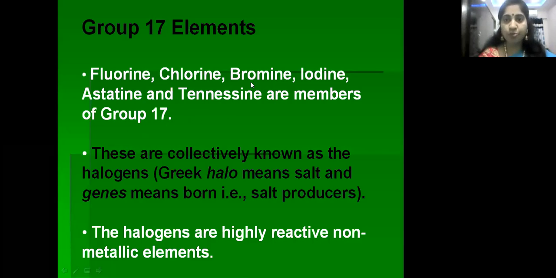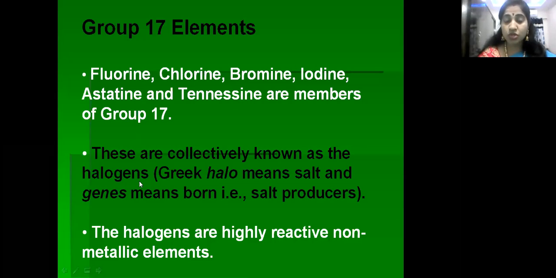Fluorine, chlorine, bromine, iodine, these are familiar to you. But new elements like astatine, a radioactive element, and tennessine, also a radioactive element, are new to you, right? So now let us start 17 group elements. These are called halogens. So why are these called halogens?